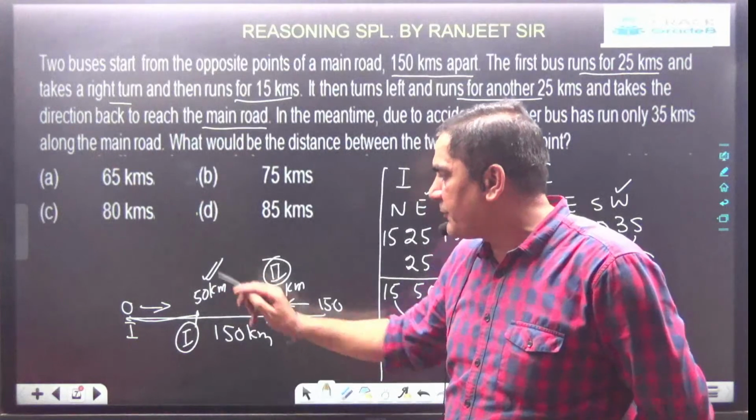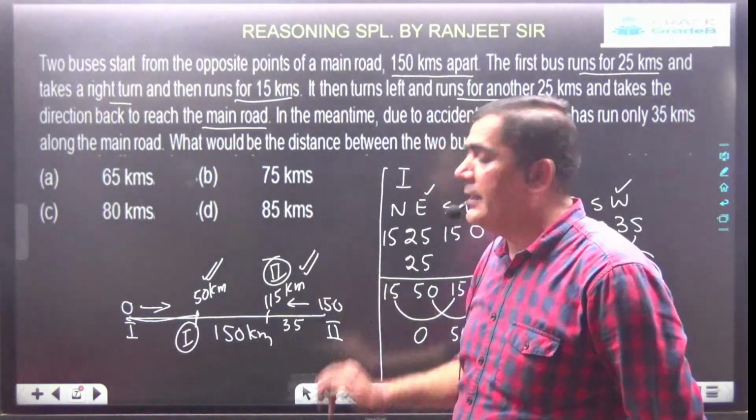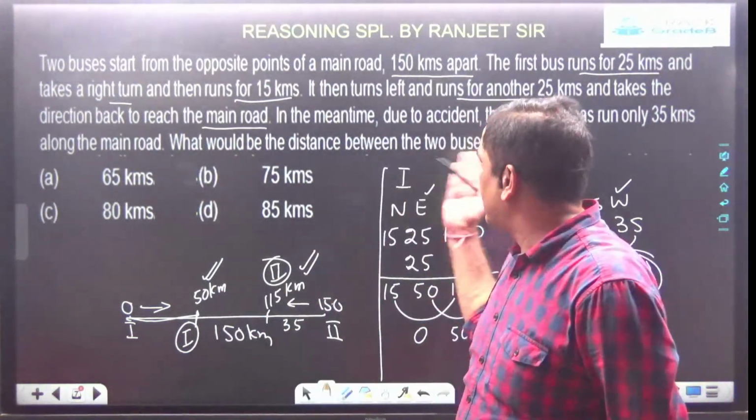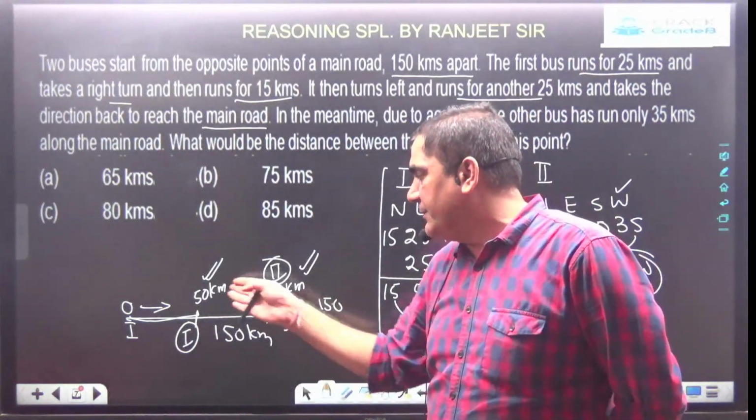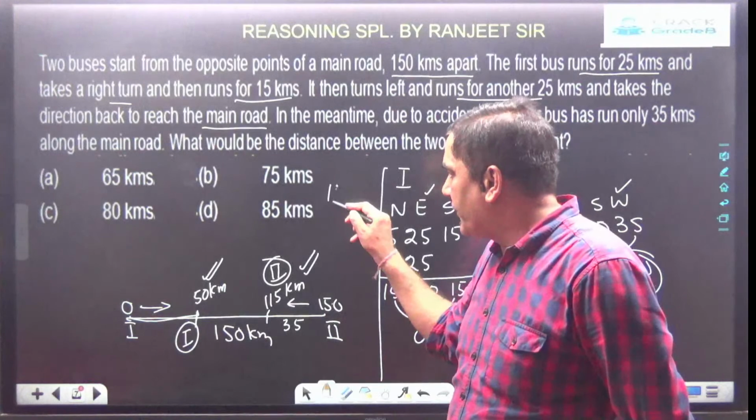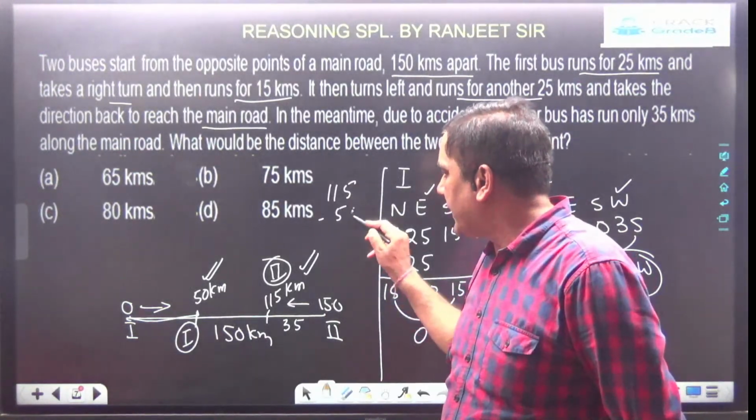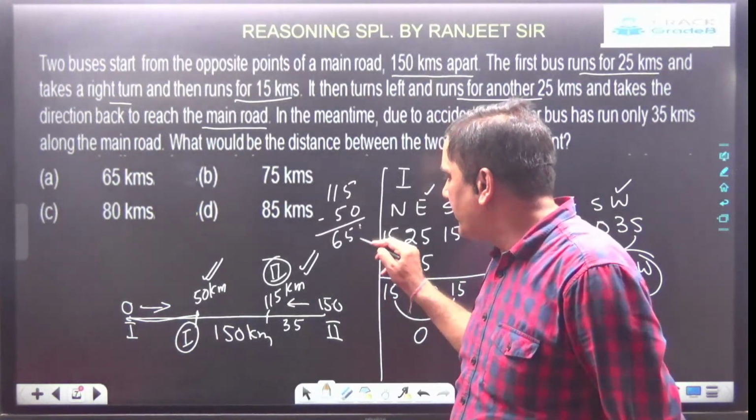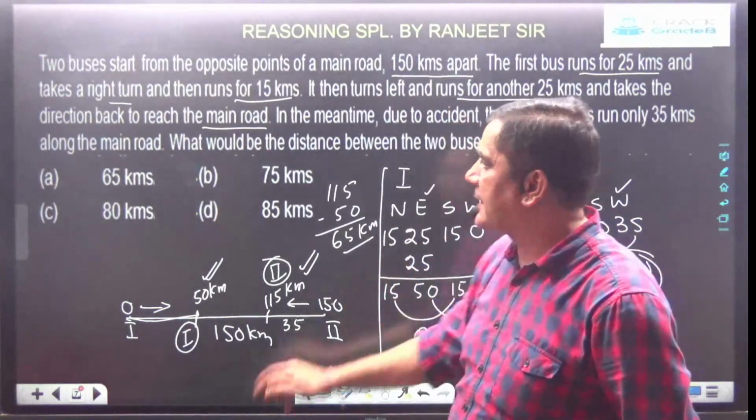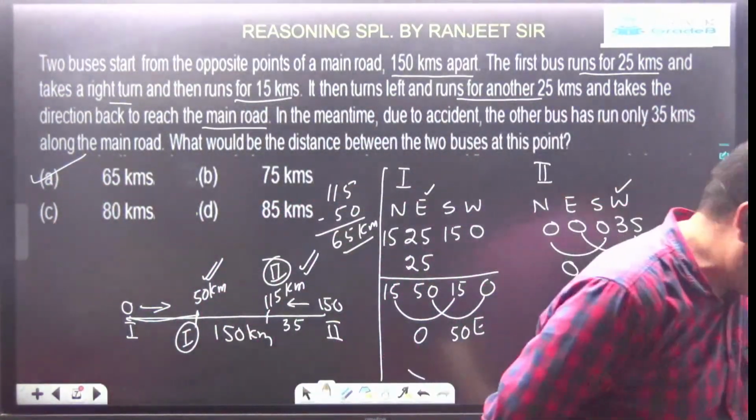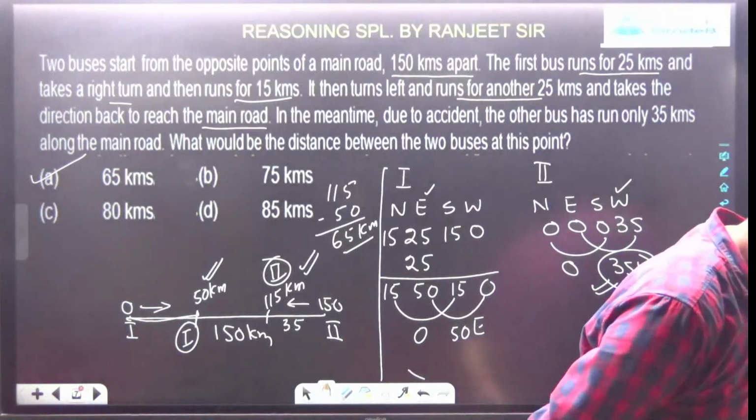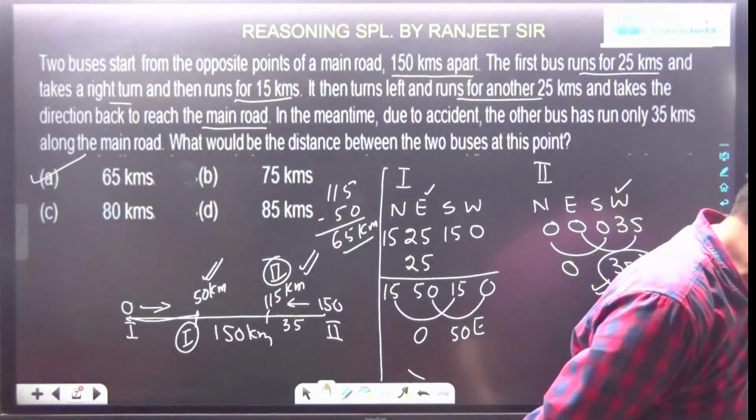The first bus is at 50 kilometer, the second bus is at 115 kilometer. Now they are asking what should be the difference between these two. So this bus is at 115, this bus is at 50. So the difference is 115 minus 50, which comes out to be 65 kilometer. That is the answer. So the answer comes out to be A. Yes, 65 is the answer, absolutely.